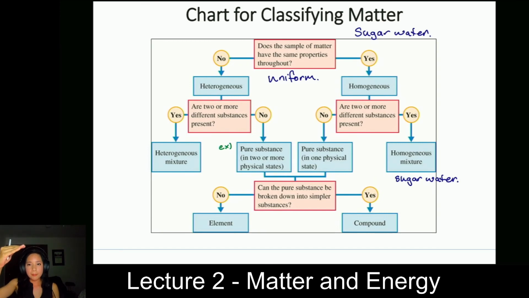Let's take a step back. So sugar water is a homogeneous mixture because it's uniform throughout. It contains sugar and it contains water. Let's say you go to the store and you buy nail polish remover, pure acetone.